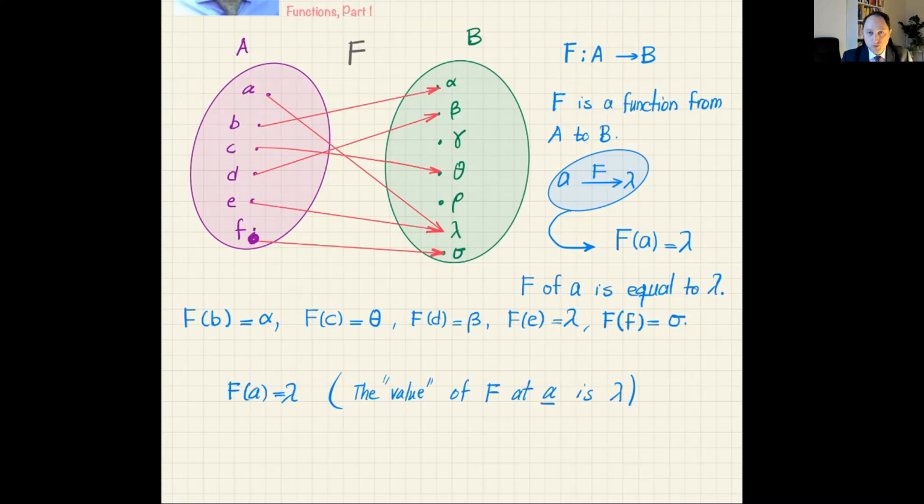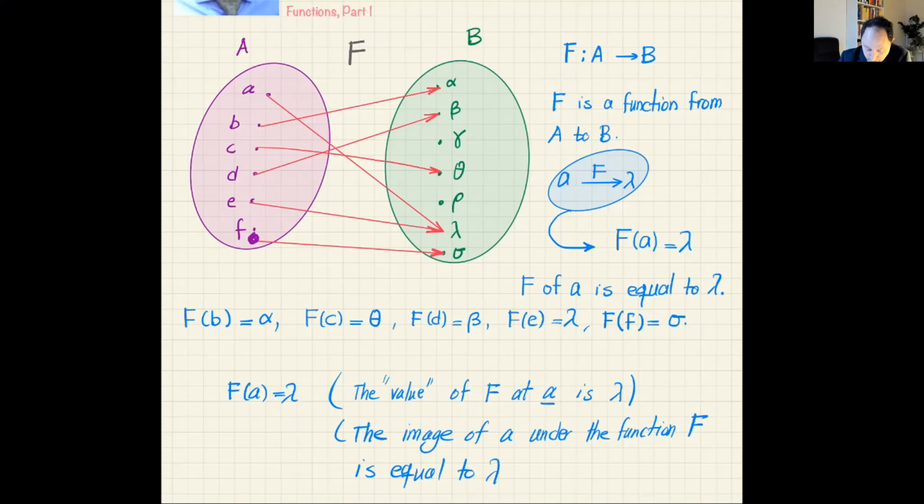Sometimes you see this, but if you really want to be very precise, for the cases where this is a number, you can talk about value. Otherwise, it is better to call this the image. This is better. So this is exact. So I don't put the quotation mark. The image of A under f, under the function f, is equal to lambda. Okay.